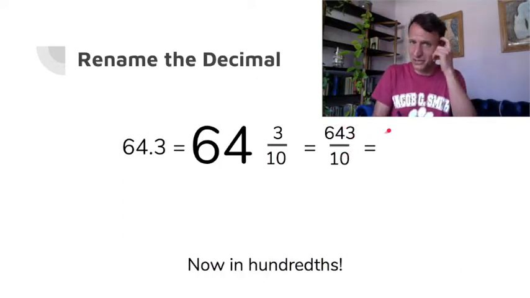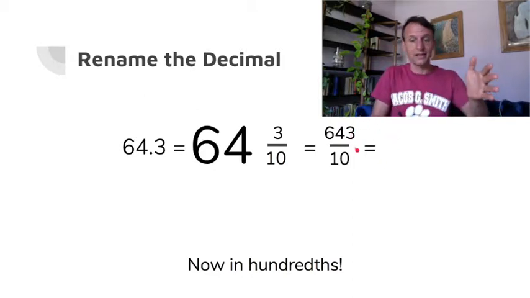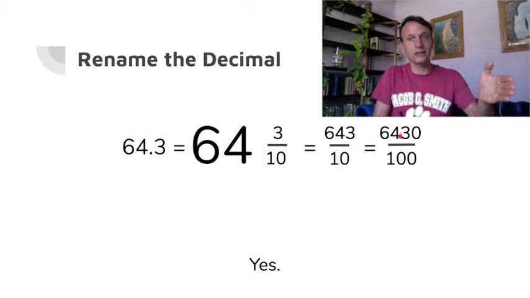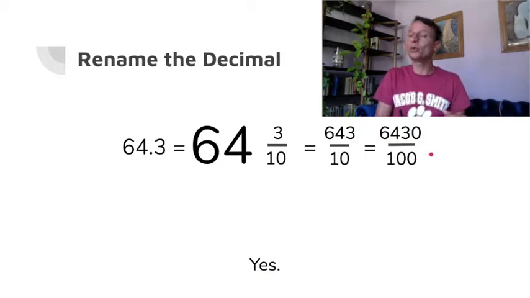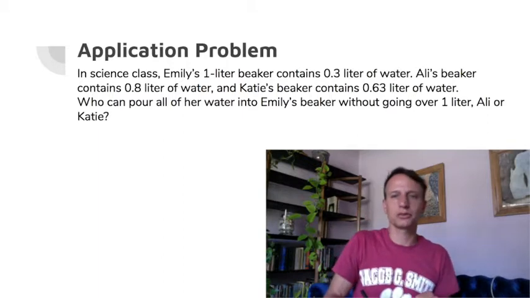And then you might check yourself again when you get to hundredths, because it just looks odd, but it's correct. That times 10 tenths would give us 6,430 in the numerator, 6,430 hundredths. Woo-wee, how about that? Now we're on to the little question here.